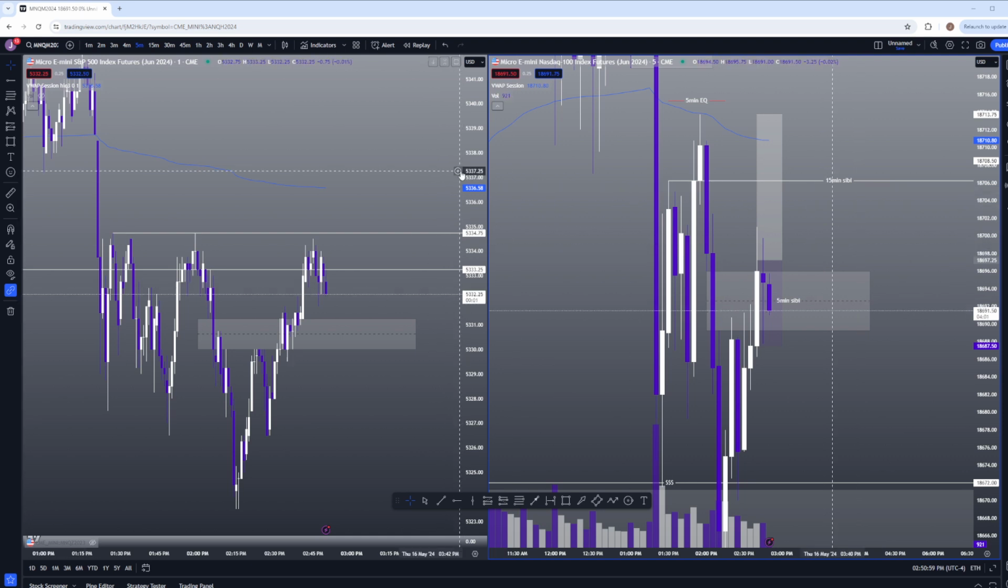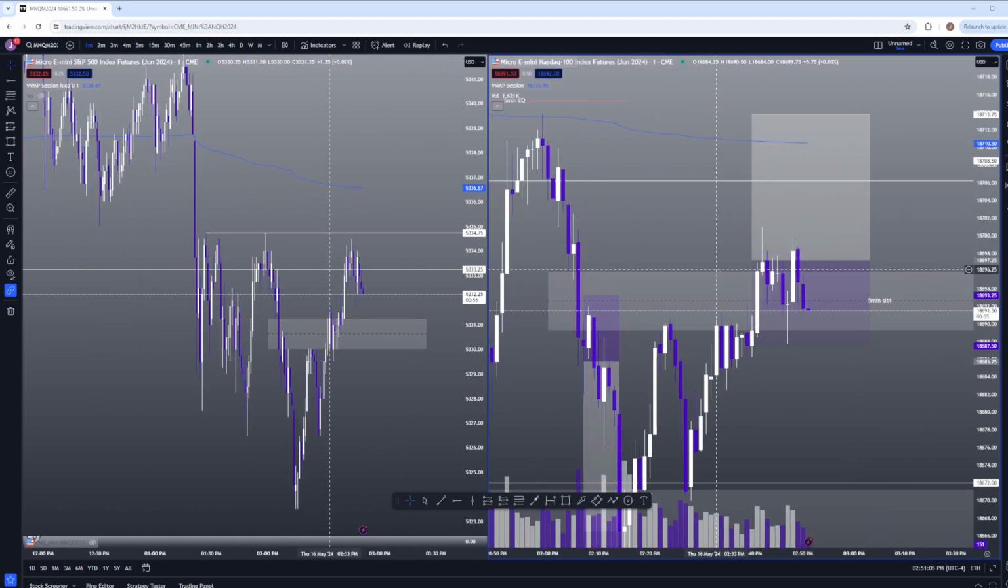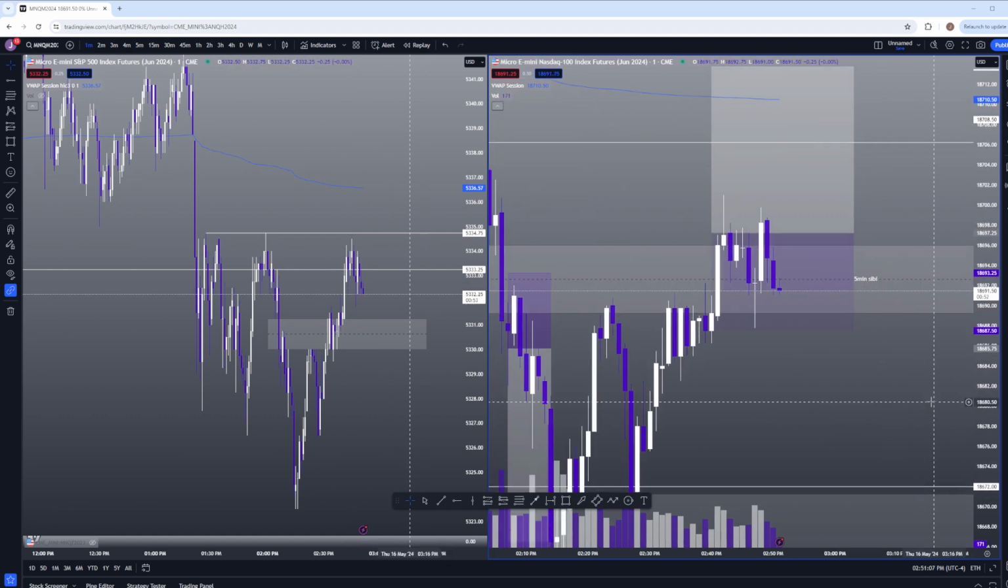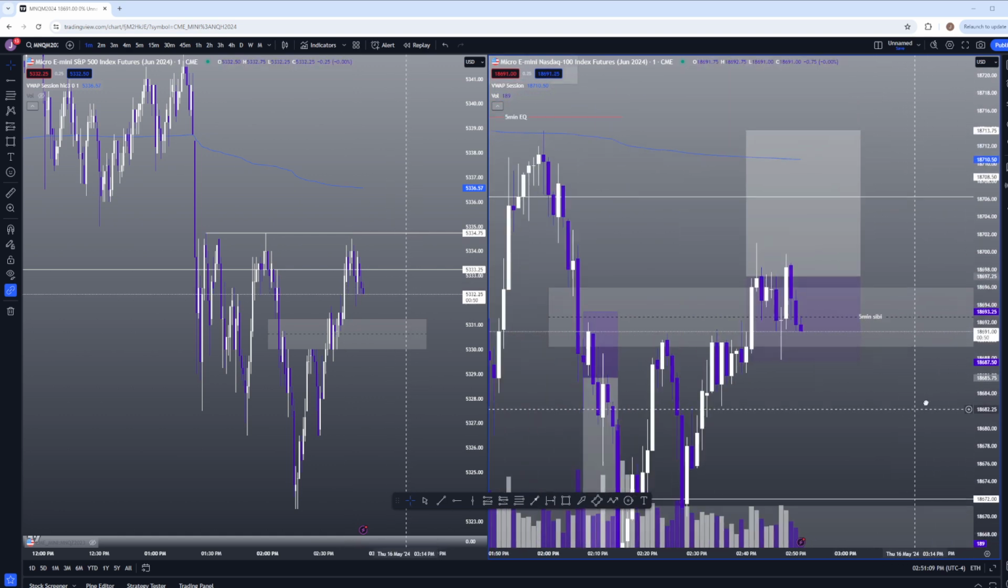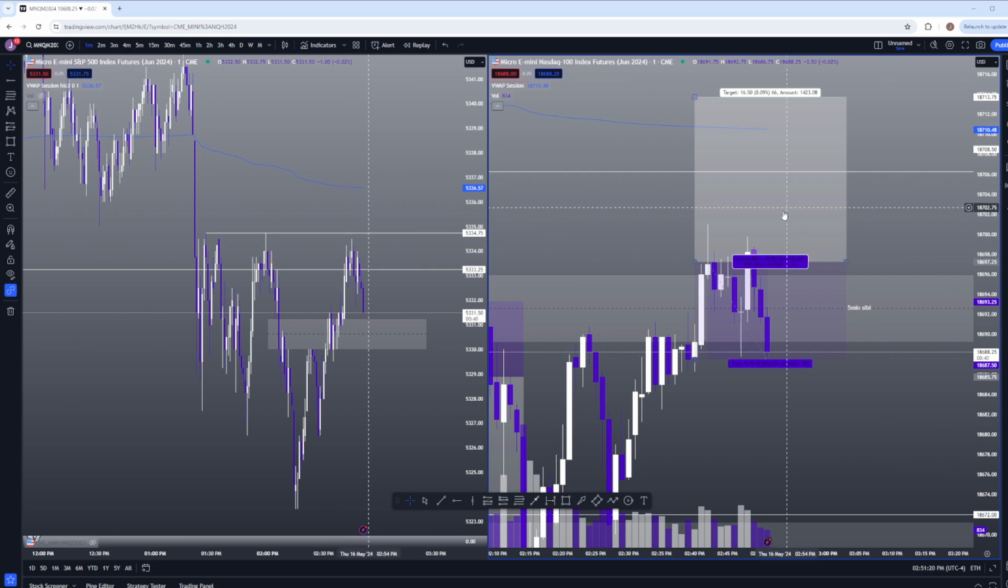But we're just not seeing any of that follow through. None of that follow through right now. That doesn't look too good here. That doesn't look too hot. Alright, we might get stopped out. Alright, I just got stopped out. Yeah, just not the best price action, guys.